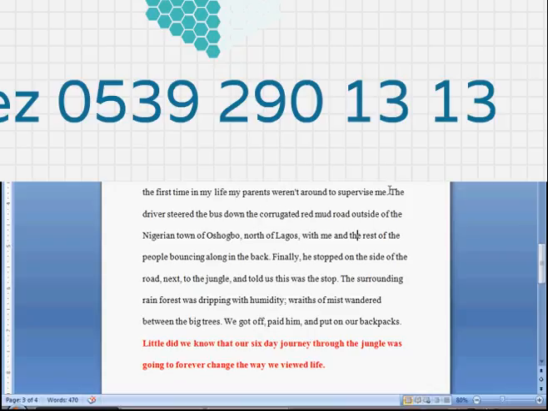And it continues here. The driver steered the bus down the corrugated red mud road outside of Nigeria in the town of Ozel, with me and the rest of the people bouncing in the back. So again, some more background, telling you it's in a Nigerian town north of Lagos. So it's giving you more background, telling you that they're on a red mud road and that they're bouncing around in the back.